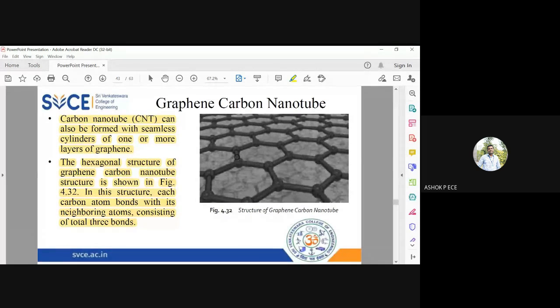See here, if you consider this carbon atom, these 3 are going to be the bonds. For this carbon atom, these 2 and this one are going to be the bonds. For this carbon atom, these 2 and this are going to be the bonds. So every carbon atom you see, with the neighboring adjacent atoms, is going to form 3 bonds. So a total of 3 bonds are going to be formed.